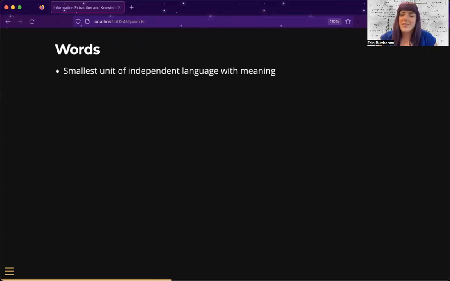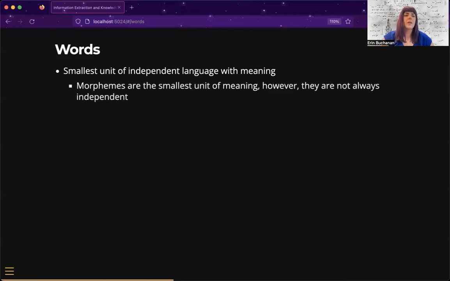So what are words? And this feels like I just know what they are, but they do have a definition. So they're the smallest unit of independent language with meaning. Okay. So the letter S is not a word. It does have meaning, but it's not an independent meaning. Okay. So morphemes are the smallest unit of meaning. Okay. However, they're not always independent.